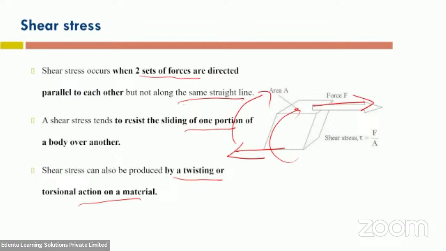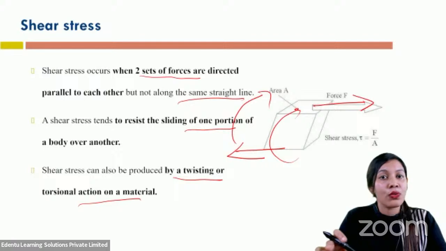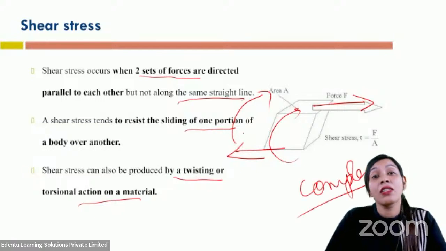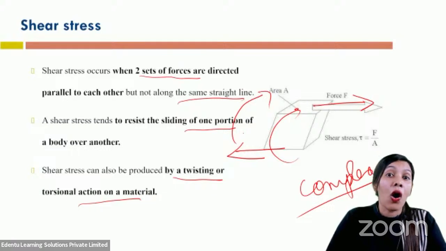Sometimes all these forces take place together. The compression force, tensile force, as well as the shear force come together. They are called complex stress. Sometimes what is complex stress might be a question. So you need to answer it as the combination of all these stresses.